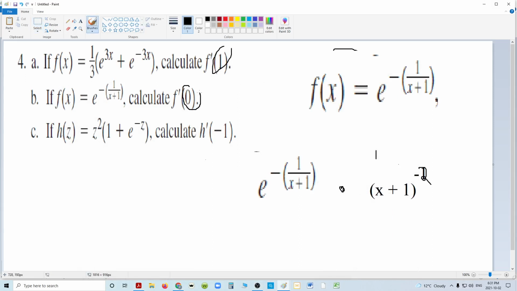I got to calculate for when x is 0. So when it's 0 here, I get 1. So I get 1 over 1. So I get e to the minus 1. And then when it's 0 over here, I get 1 to the minus 2, which is the same as 1 over 1 squared, which is just 1. And when I'm multiplying it by 1, I just get e to the negative 1.